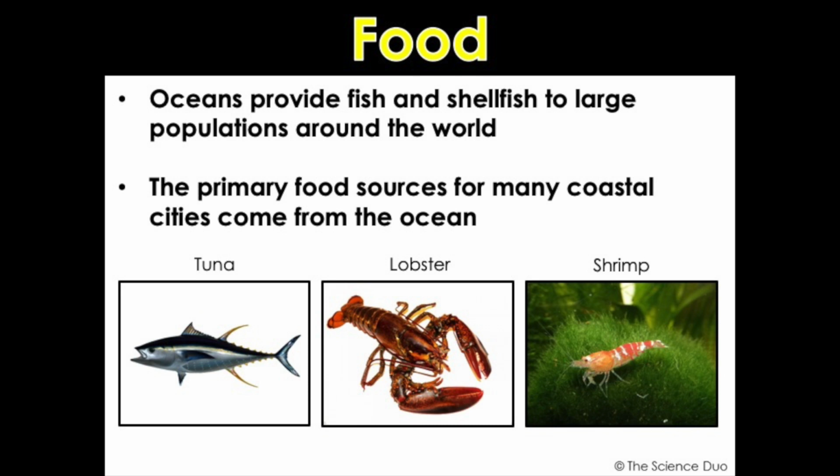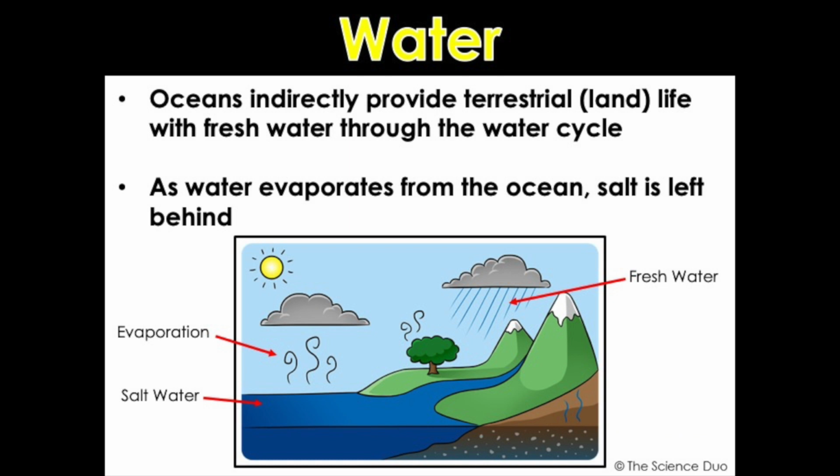The ocean provides fish and shellfish to large populations around the world. The primary food sources for many coastal cities come from the oceans. Oceans indirectly provide terrestrial life with fresh water through the water cycle. As water evaporates from the ocean, the salt is left behind. The water vapor accumulates in clouds and is brought back to Earth as precipitation, salt free precipitation.